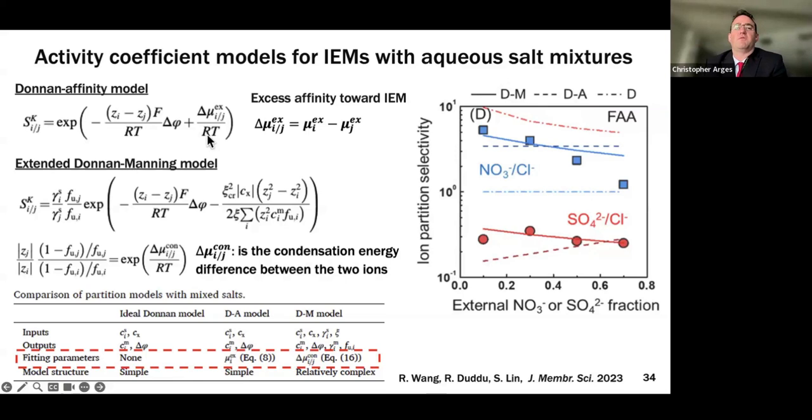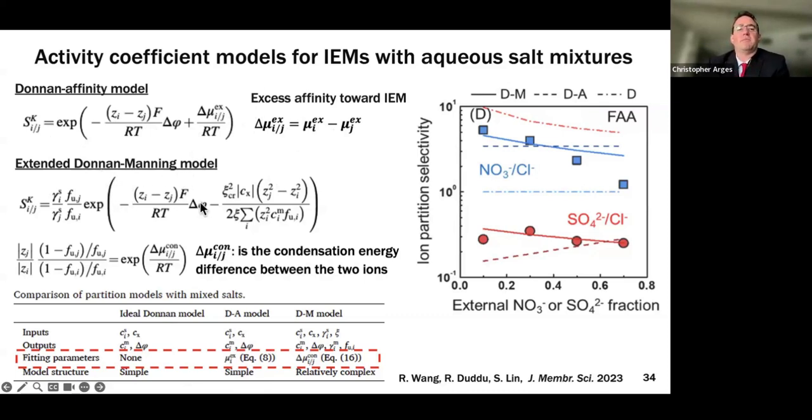These are the parameters you get from the Donnan model, but you have this correction term for this excess chemical potential, or chemical potential excess value. This is the affinity of one ion for the membrane versus the other. And so if you can experimentally determine this value, then you can get this selectivity coefficient value. Perhaps we can use machine learning to do that.